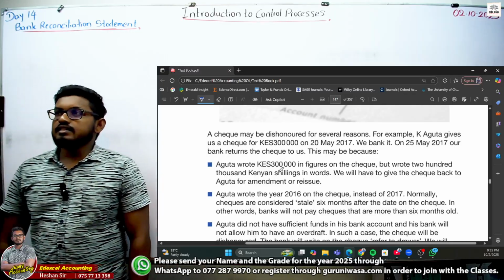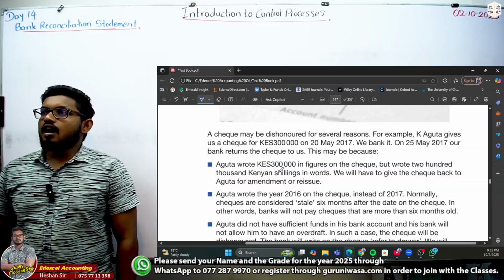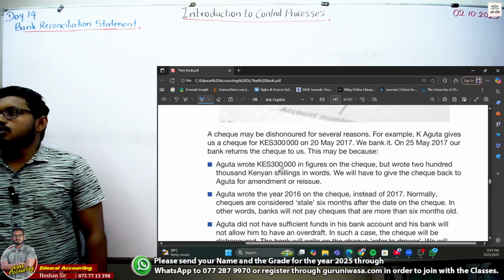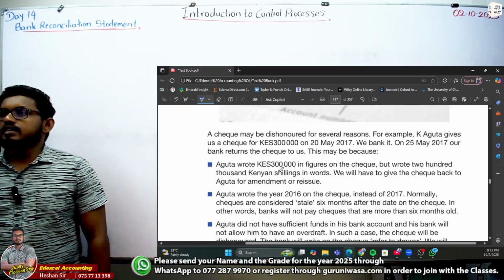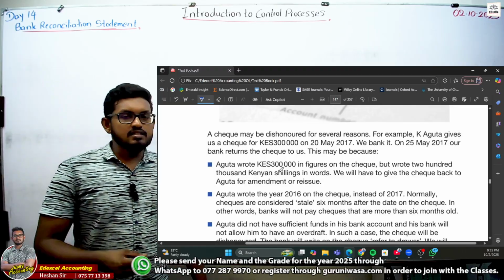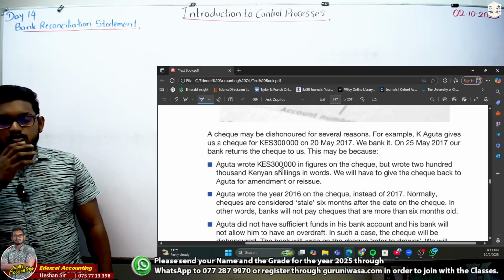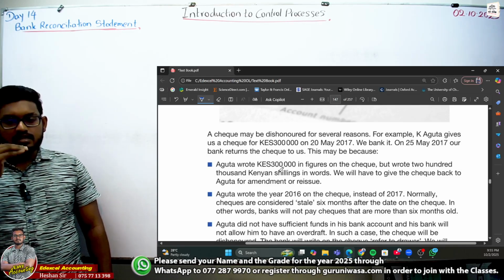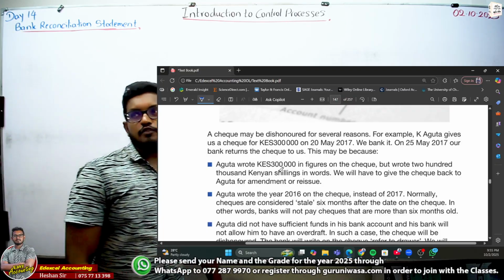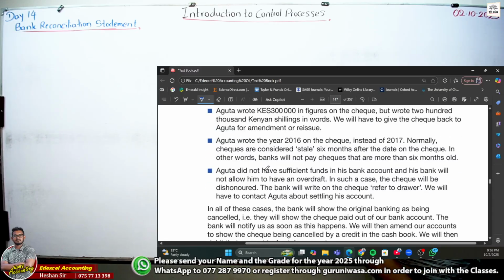Auta wrote the year 2016 on the check instead of 2017. Normally, checks are considered stale 6 months after the date on the check. In other words, the bank will not pay checks that are more than 6 months old. Since the check is valid from the mentioned date, the time duration is 6 months. If it exceeds the 6 months, the bank refuses it.